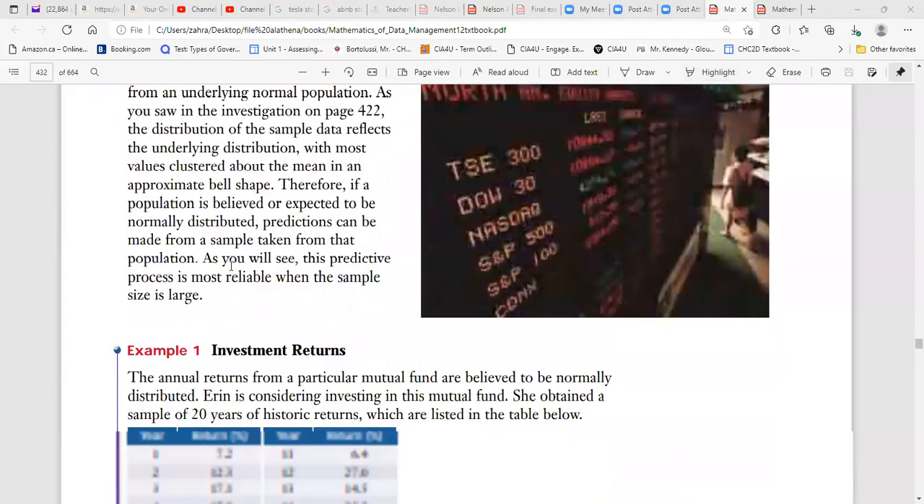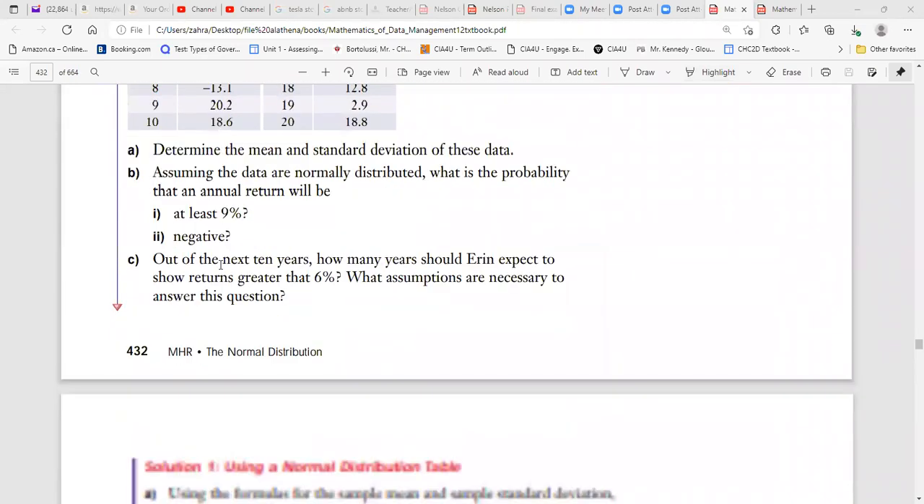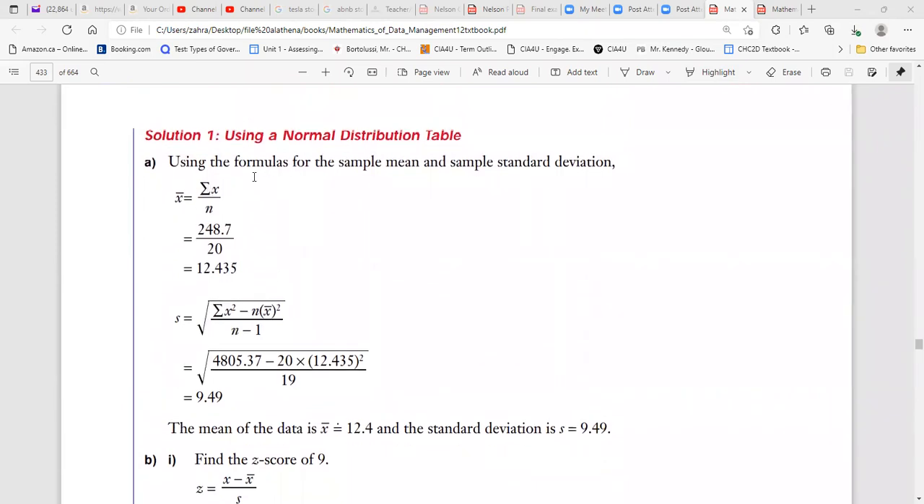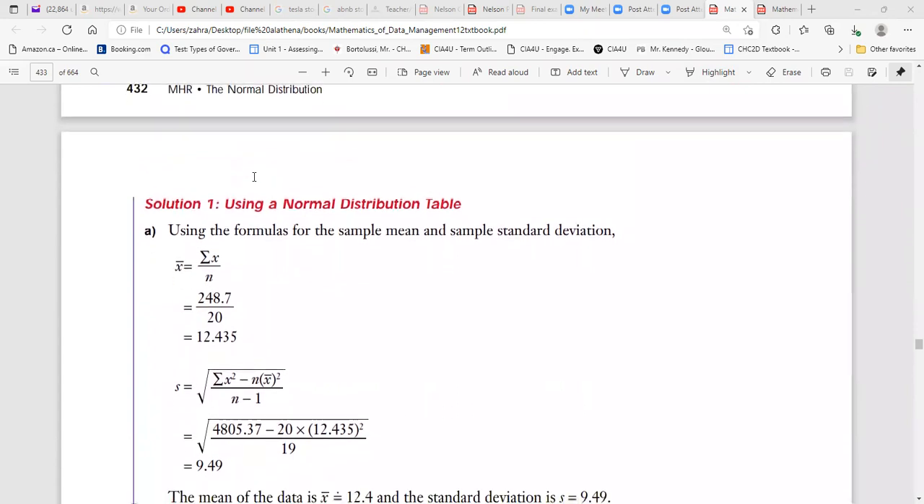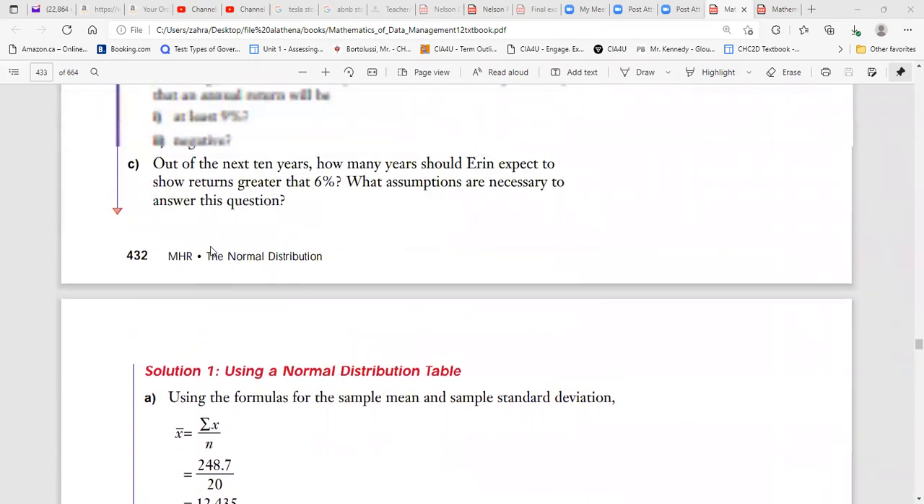Sampling and modeling. So let's say the data is given to you and you want to use the formula. The formula to find the sample mean and sample standard deviation. For the sample mean, you have to add all of the data divided by the number.